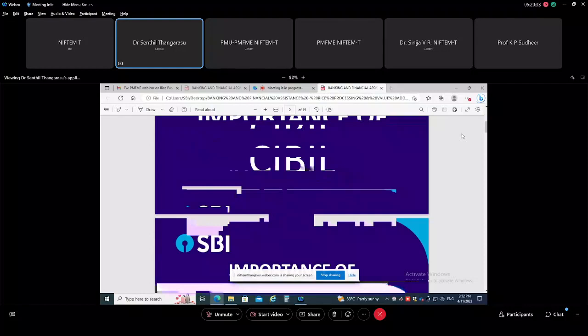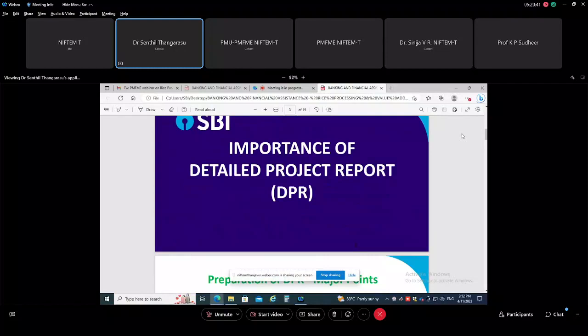Before we go into the banking and financial aid to micro enterprises, we see the details of how we can prepare the report, what are all the important things needed. Because they know about the project, they know what the financial proposal is. They don't know what business you are doing. So you have to give the guidelines, the outline, to the bankers. So the details are the most important thing.